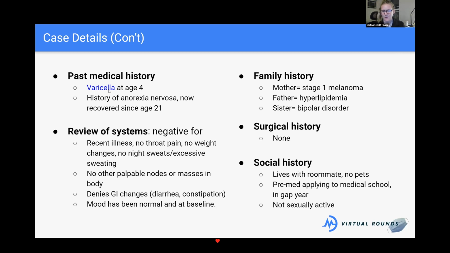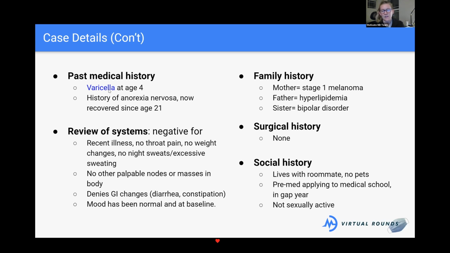Her father also has a history of hyperlipidemia, which is essentially high cholesterol. So maybe a little bit of increased risk of heart disease there, but this is an otherwise healthy 24-year-old. So we're not really concerned about her heart at this point. And then her sister also has a history of bipolar disorder. So maybe a little bit of concern with mental health, but probably unrelated to her presenting chief complaint today.